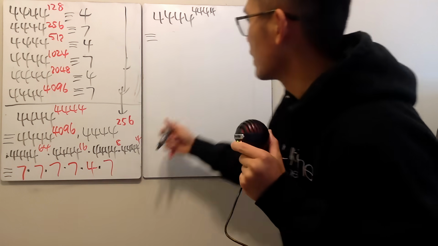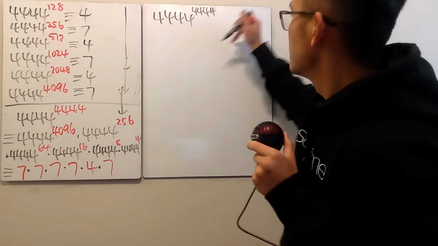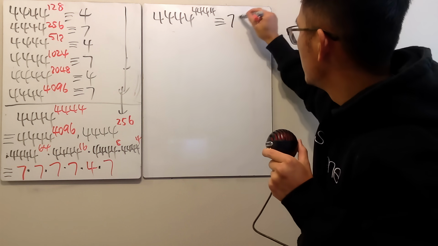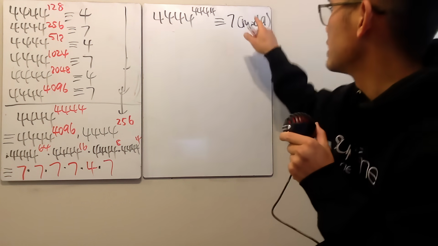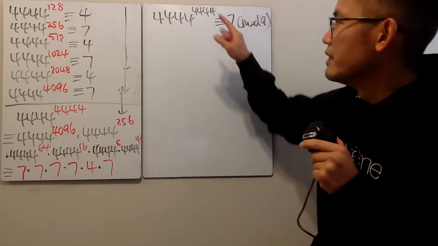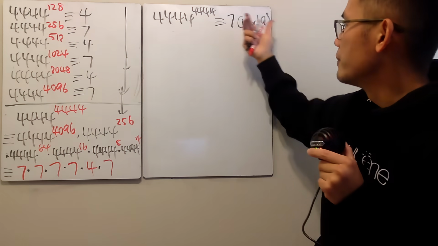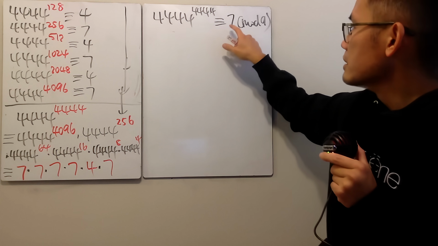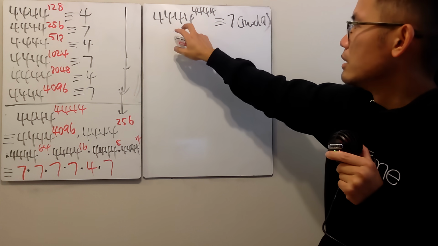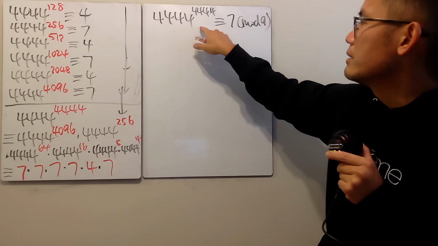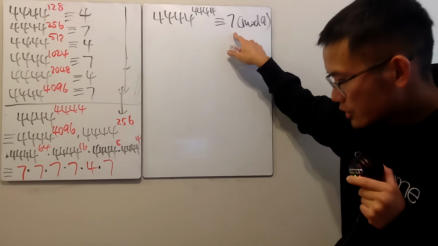So this right here is going to be congruent to 16. But 16 is the same as 7 mod 9, right? Again, just work this out. That should be 7 mod 9. Now, this is information: the digit sum of this right here has to be 7. This number right here is congruent to its digit sum, mod 9.